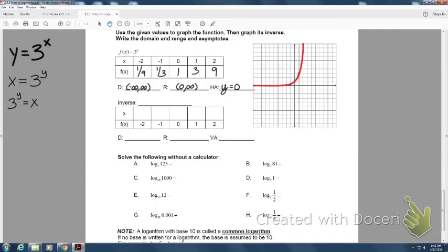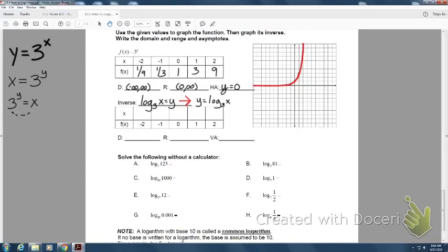Now, if I'm writing in log form, what do I have to write first? Log. So log base 3 of x equals. And then again, if you don't like that, I would probably flip it so it's y equals log base 3 of x.